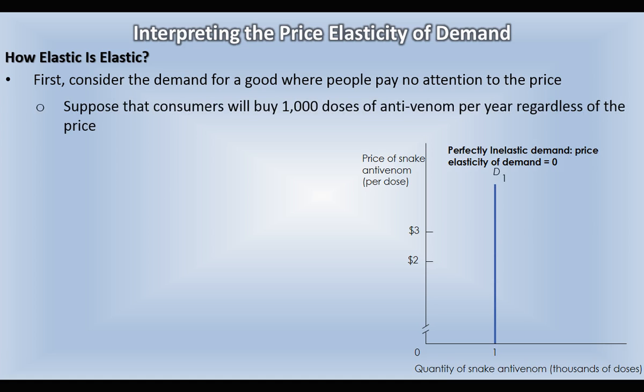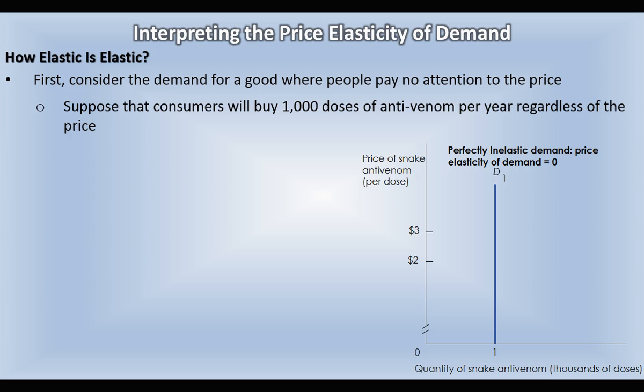So suppose the consumers, in this case, we're talking about snake anti-venom. So here's the price of snake anti-venom per dose. Here's the quantity of snake anti-venom, thousands of doses. So quantity, price, standard market coordinate plane. So here again, if somebody gets bitten by, let's say, a rattlesnake or some kind of poisonous snake, they're going to need that anti-venom to save their life. So they are not going to care about the price.